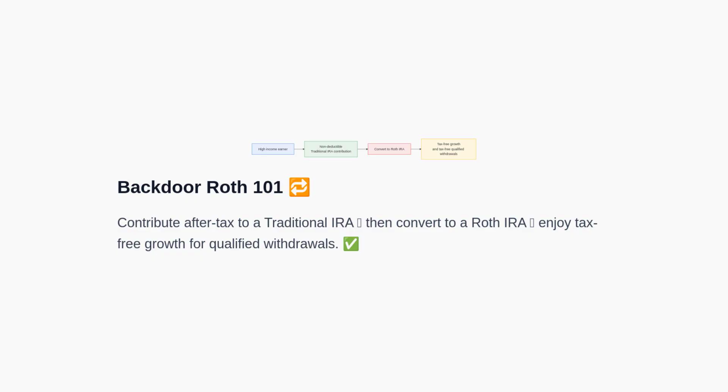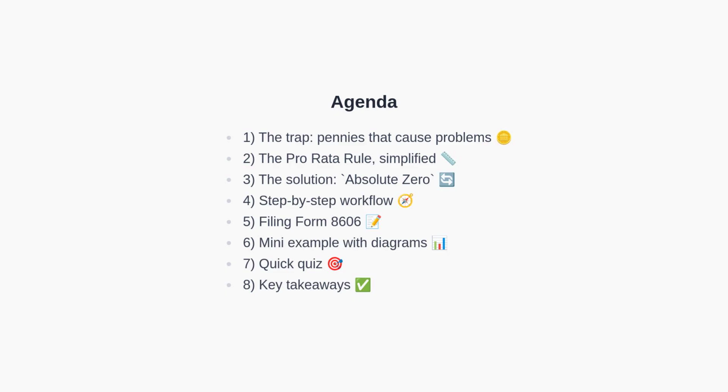With that overview complete, we can now turn to the trap that catches many people: small residual amounts left behind that invoke the Pro Rata Rule. Here's our roadmap. First, we'll explain the trap: how tiny amounts can cause outsized administrative issues. Next, we'll simplify the Pro Rata Rule. Then we'll introduce the solution called Absolute Zero and walk through a step-by-step workflow to execute it. We'll also cover Form 8606 at a high level, run a mini example, and test your knowledge with a short quiz. Finally, we'll summarize the key points.